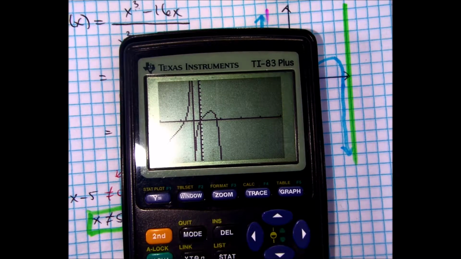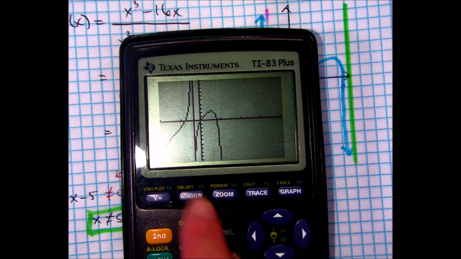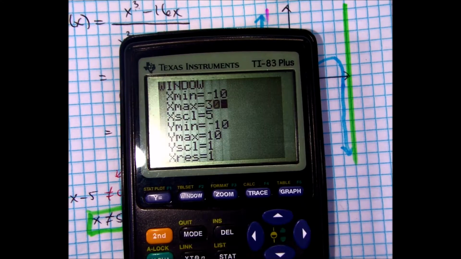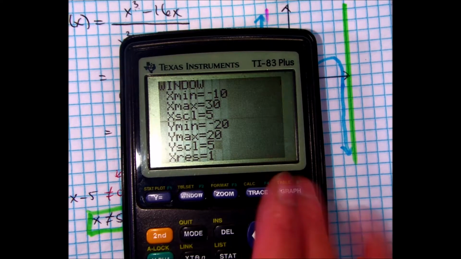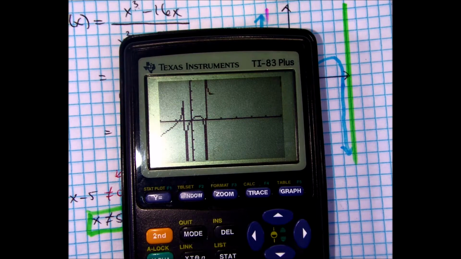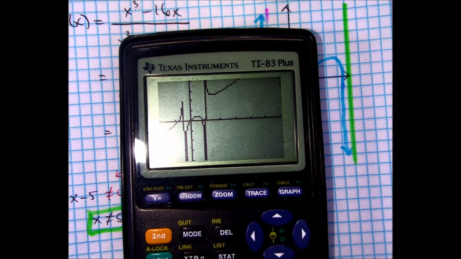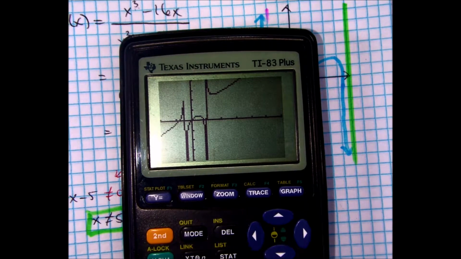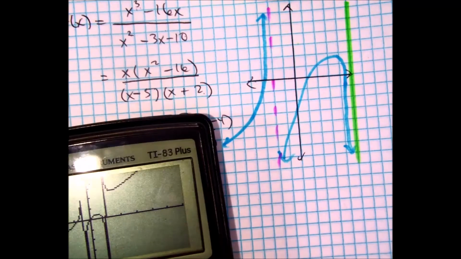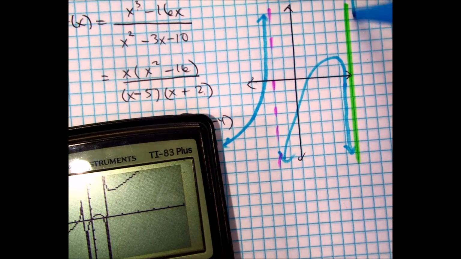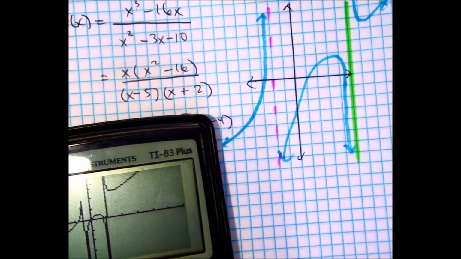Hey, what happened? Let's try 30. Increase to about negative 20, 20, and count by 5s. Ah, did you see it? Something way up there, counting by 5s. So it might look something like this. Do you guys see that?